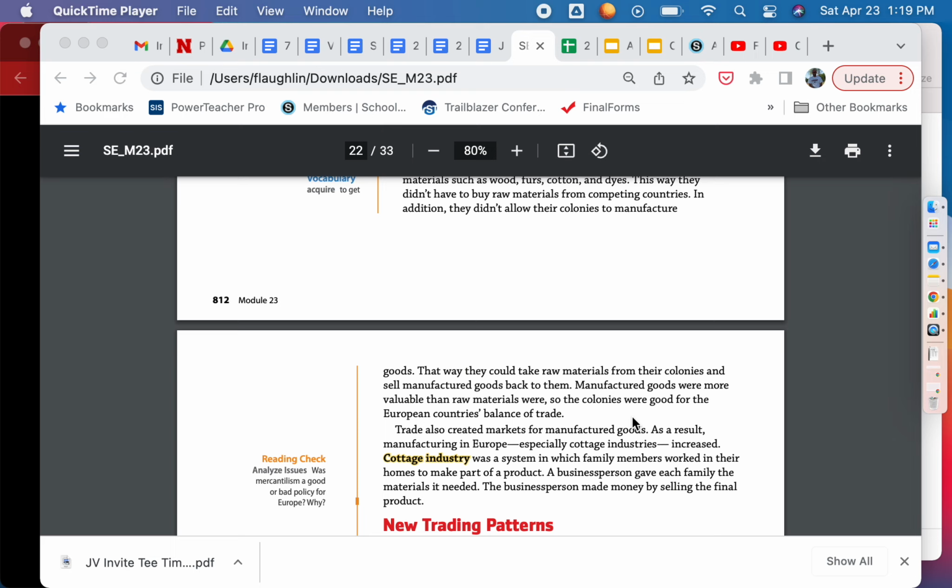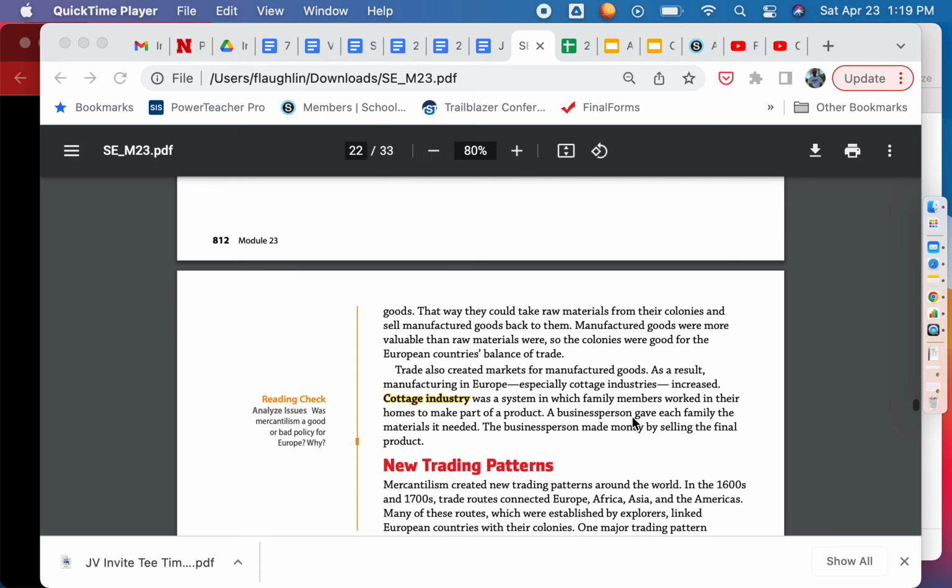Okay, so now because of all the trade, new markets opened up around the world for the manufactured goods. As a result, in Europe, manufacturing increased, especially cottage industries. Okay, cottage industries, it's kind of the precursor or the beginnings of factories, but it's a little bit different, so understand the subtle difference. A cottage industry was a system in which family members worked in their homes to make a part of a product.